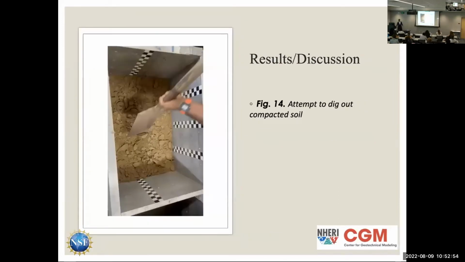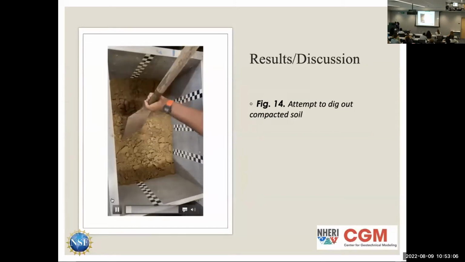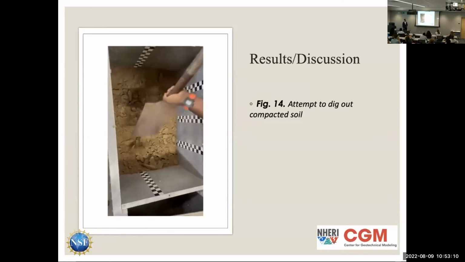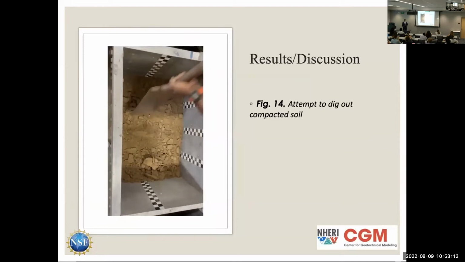Okay, so this is a video, there's another result. After we compacted our soil, it did its job, congrats to it, good job to that compactor right there. Let me see if I can play this. As you can tell, it's pretty hard, and it took a lot of work to get the soil out of the whole container. So that further proves that the compactor is working well, and the density and the water content that we have for the soil is pretty good.